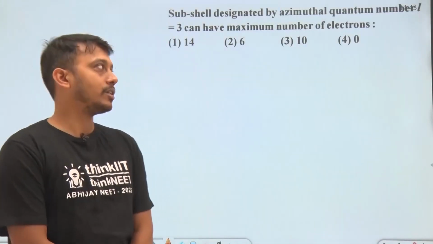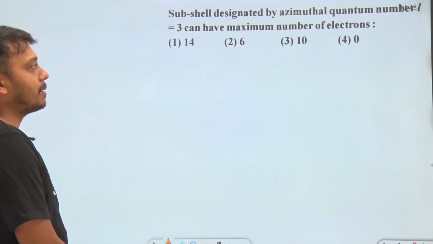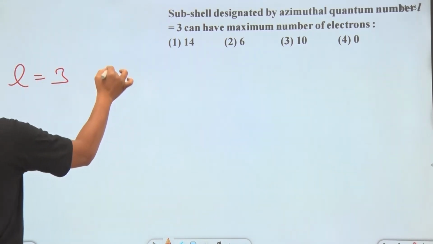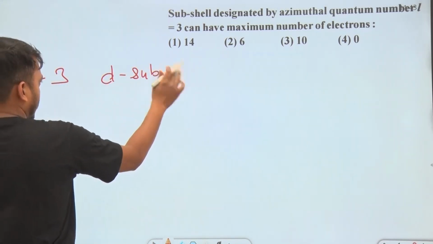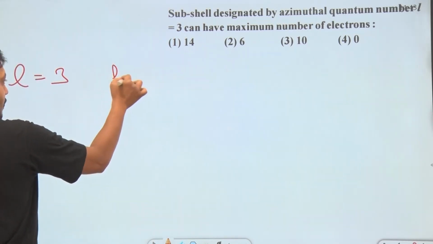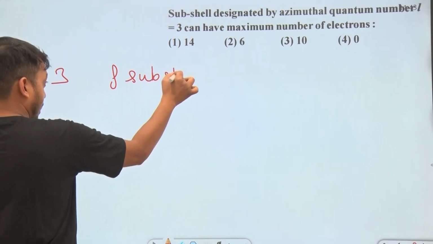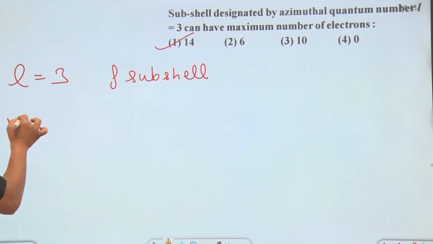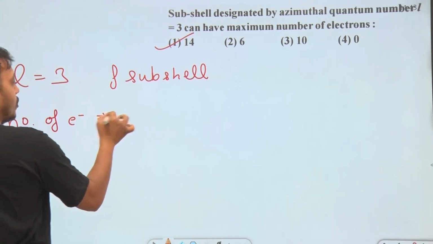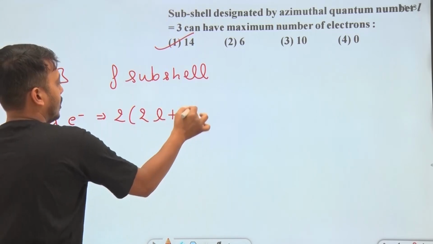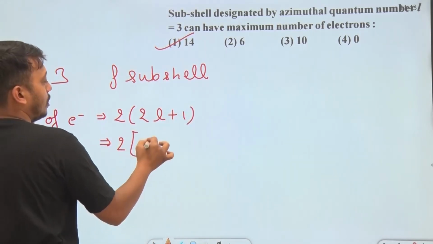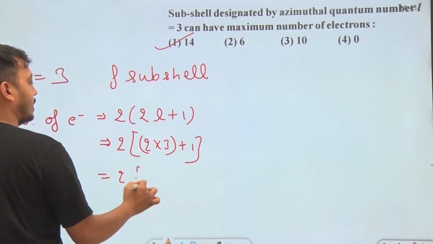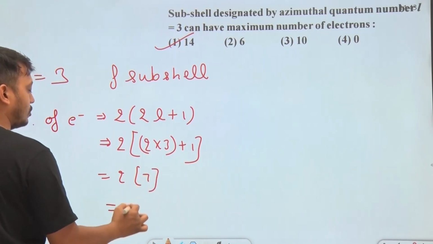So students, the next question here is: the subshell designated by azimuthal quantum number l equals 3. l equals 3 means the f subshell, and the f subshell will contain a maximum of 14 electrons. You can also find the number of electrons by using the formula 2 into (2l plus 1). Now put the value of l, which is 3: 2 into (2 times 3 plus 1). Now solve it, we get 6 plus 1, that is 7, and 7 times 2 is 14.